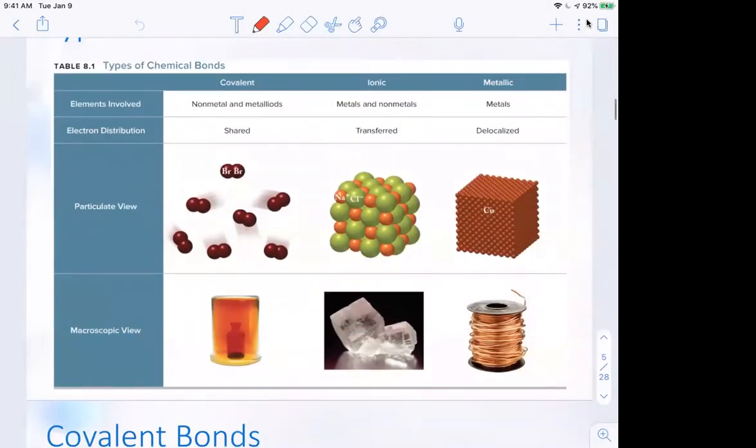Here's just another visual about these types of bonds. When I have covalent bonding, I can involve nonmetal to nonmetal or nonmetal and metalloids. My electronic distribution is shared electrons between different atoms. So the picture here is bromine. This is Br2. It's a halogen. It's a diatomic molecular element.